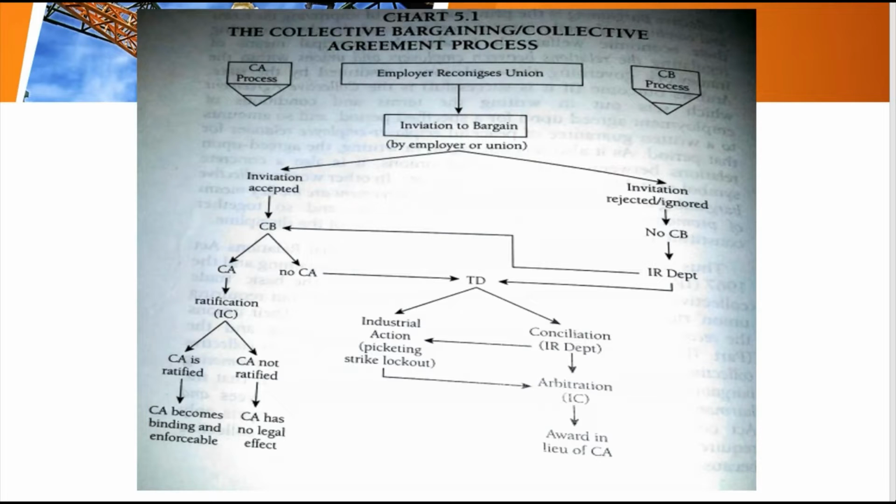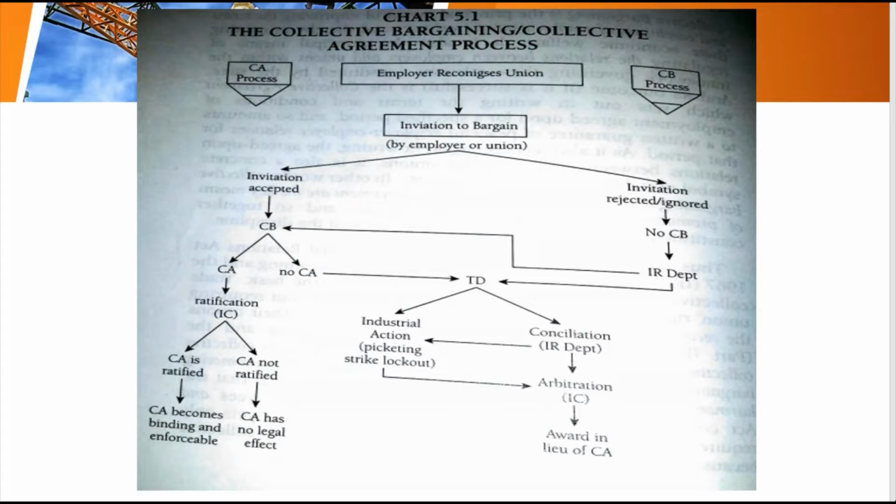And if the CA has been signed, then it has to be ratified by the industrial court. The submission of the document must be passed to the industrial court to check whether it goes against the laws, for example, the Employment Act, or any provision that is detrimental to any party. The court has to look at all perspectives. Then, if the court is satisfied, the CA is ratified.